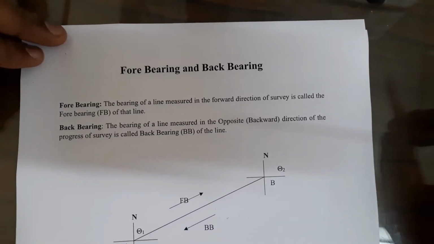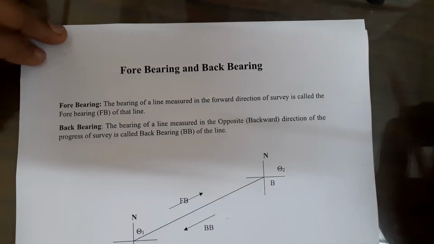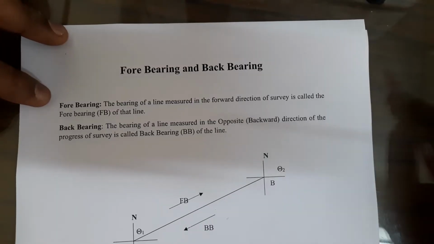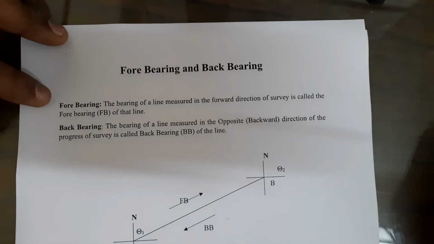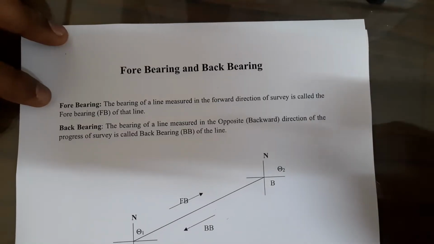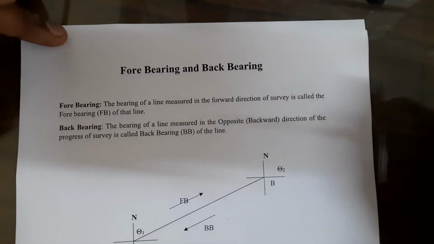Forebearing of a line is the bearing measured in the forward direction of a survey. Backbearing is the bearing of a line measured in the opposite direction, or backward direction, of the progress of the survey.